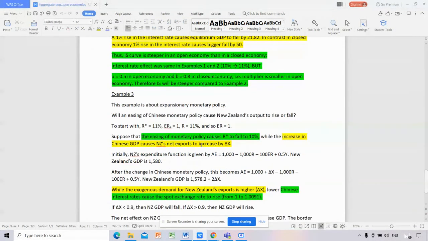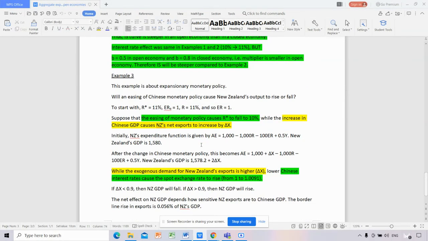And one more thing regarding another example of expansionary monetary policy. First of all, expansionary monetary policy means that money supply increases and interest rate decreases, and it happens in China. In China, money supply has increased, and the interest rate has decreased from 11% to 10%. So what does it mean?